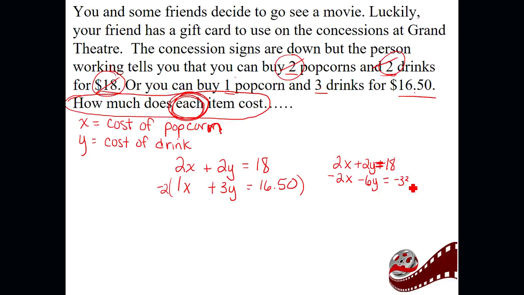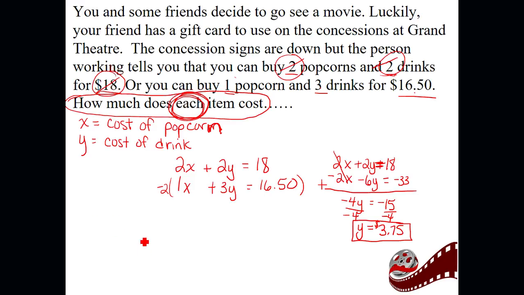negative 33. Now if I add those two together, I don't have any x's, but I have negative 4y, and then negative 33 plus 18, make sure that you have a negative answer, that's negative 15. Now if I divide by negative 4, divide by negative 4, y equals, I should get $3.75. All right, now it's okay to get a decimal here because we're looking for a cost of something. So the cost per soda or per drink is $3.75.